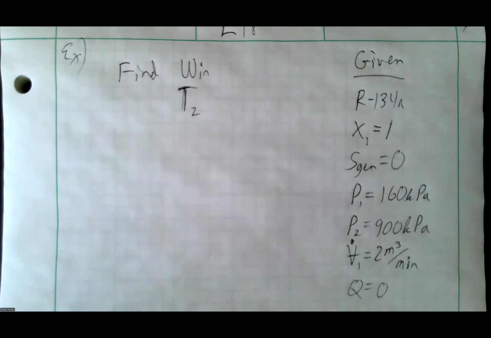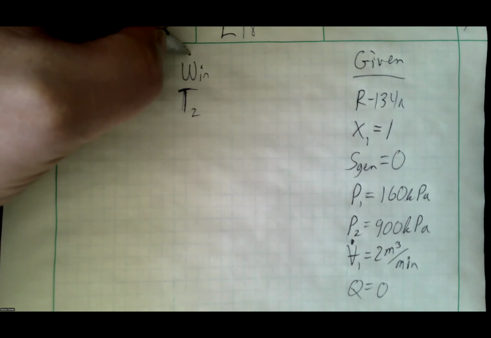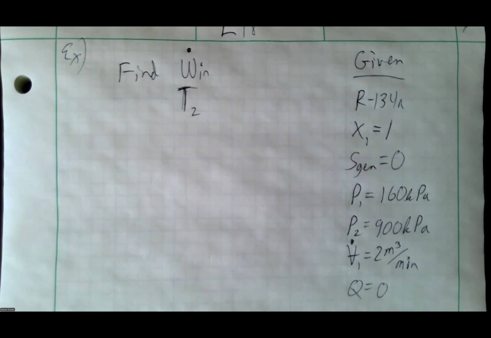Okay, so all right, well, how do we start? What's a good place to start? How do we go about finding either? And it does say the power input, so it's going to be a W dot is what we're looking for. How do we go about finding the power input? Well, that's an unknown energy quantity. How do we find an unknown energy quantity?